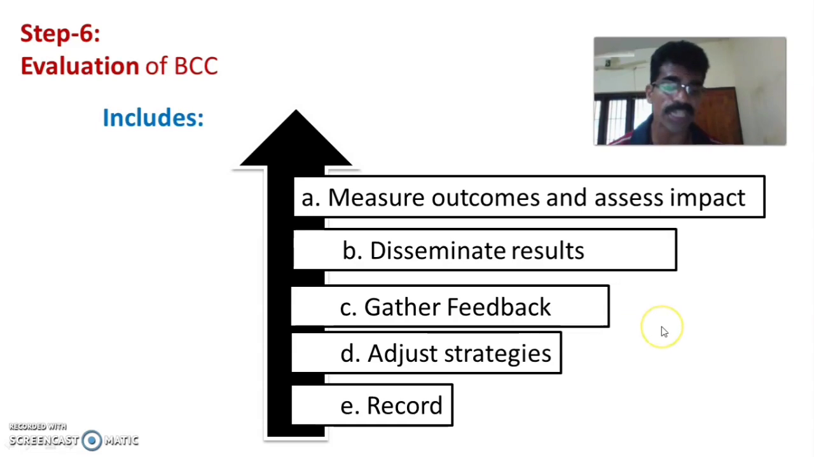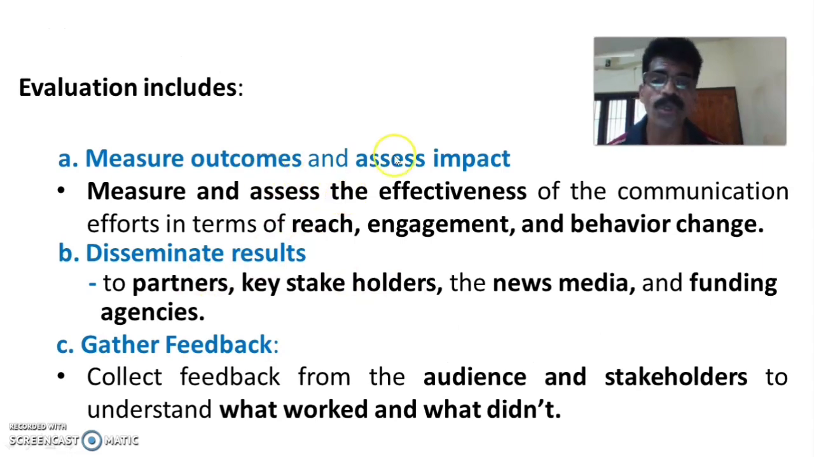Then gather the feedback from the individual, family and community to whom we applied this BCC. Fourth, adjust or modify the strategies or action plans if needed, for the next time. Then the last one is to record the problems we have faced, and all the programs and processes done in the BCC. So the first one is measure the outcome and assess the impact of the BCC.